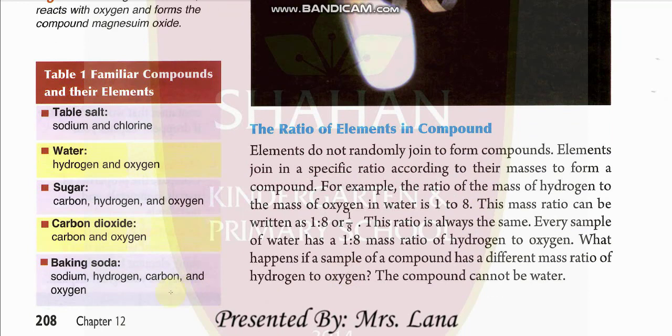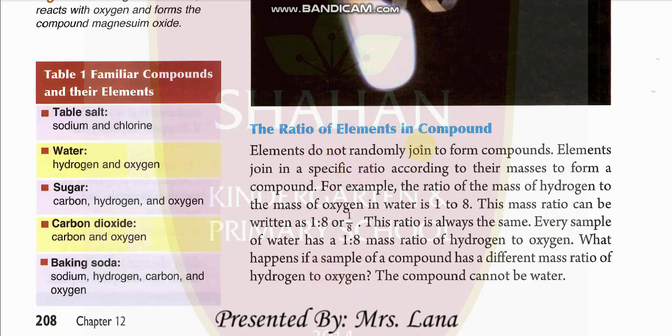And we have this table of familiar compounds and their elements. In table number 1, there is sodium and chlorine. These two elements combine together by a chemical bond. We have water, and also sugar, combining carbon, hydrogen, and oxygen together. And we have carbon dioxide, combining carbon with oxygen, bonding together by a chemical bond.